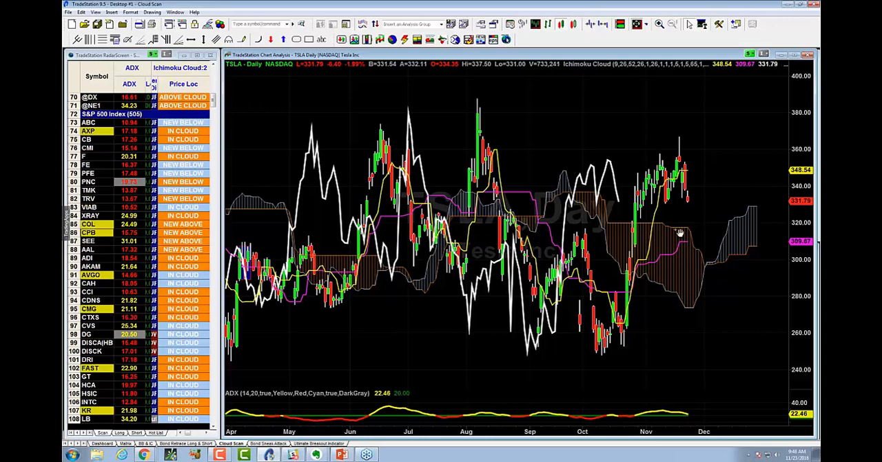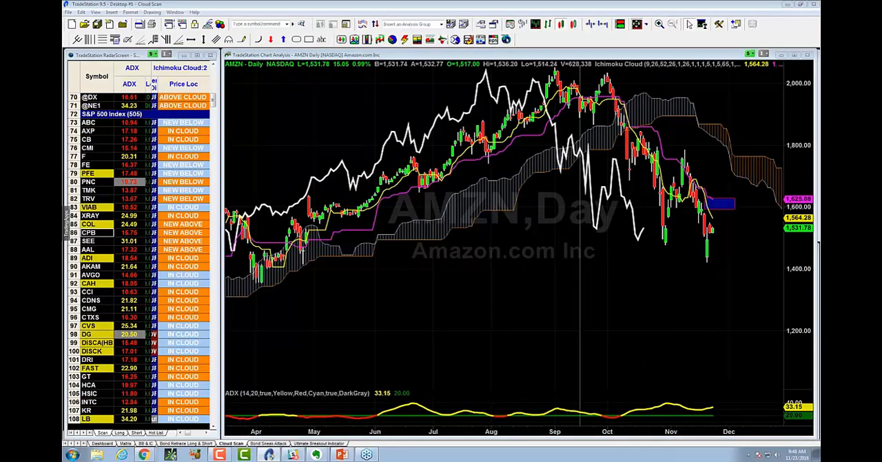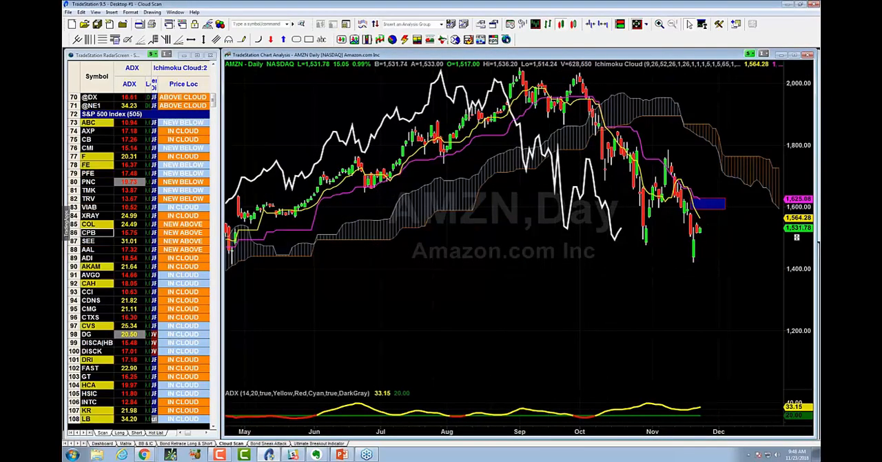All right. Amgen. Let's take a look at Amgen. AMGN. Amgen is a good short. It's probably going to bounce back up to 1564 and then go back below 1400.